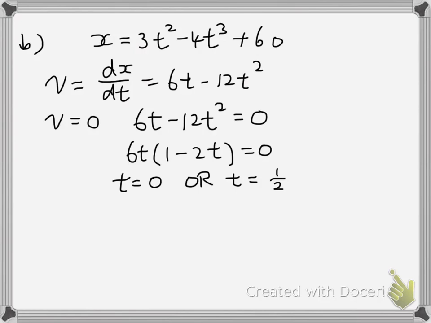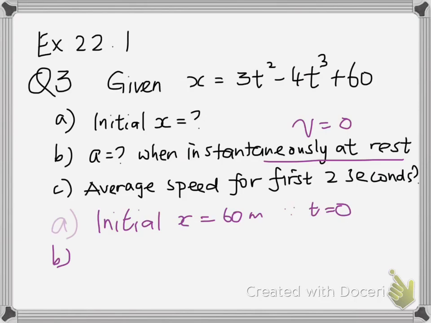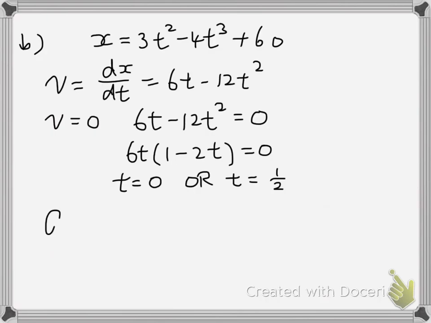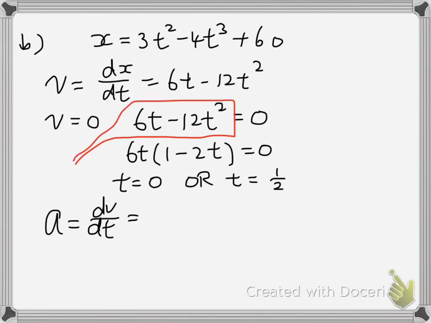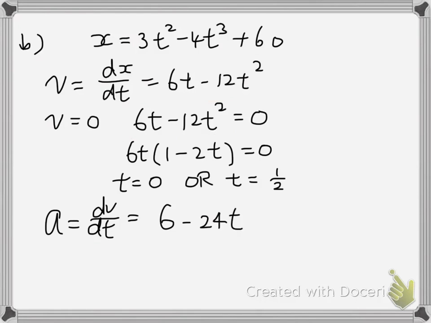Okay? But what was the question asking? The question was asking for acceleration. Right? So what is acceleration equals then? You differentiate it again, dv/dt. So you differentiate dv/dt, which is you differentiate this thing. Okay? So what do you get? It's 6 minus 24t. Since you have two values of t, then you have to work both out.